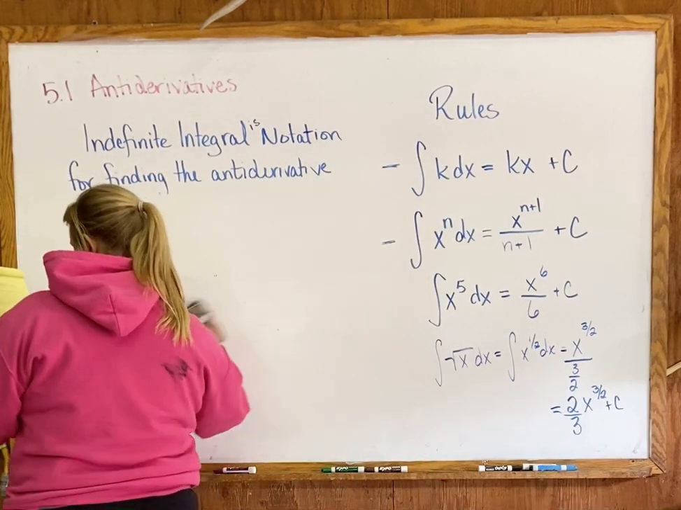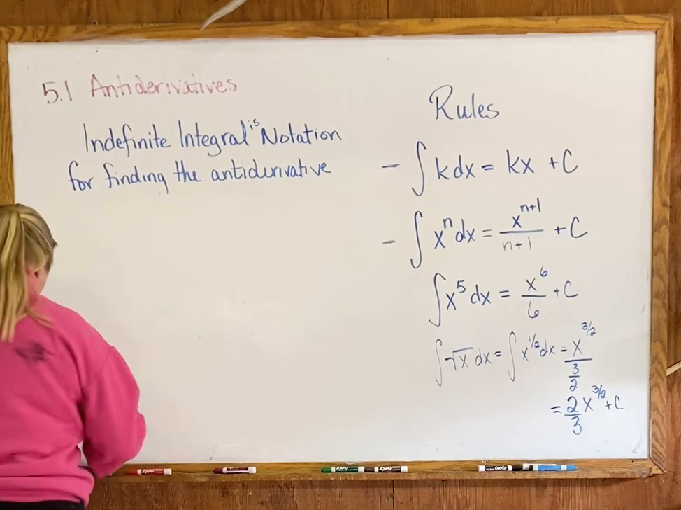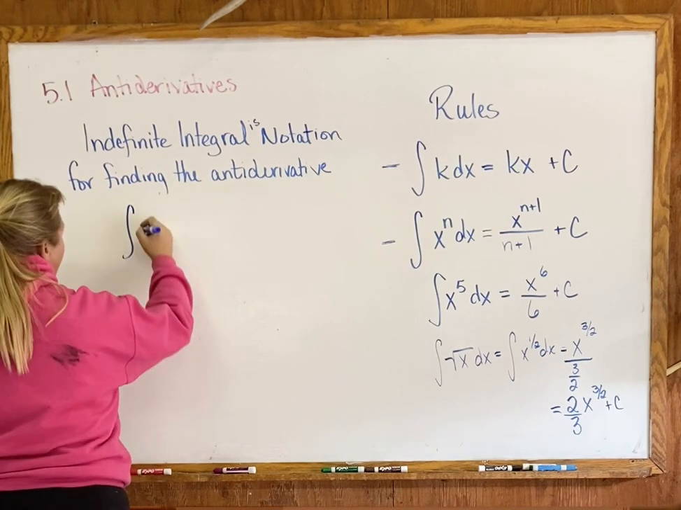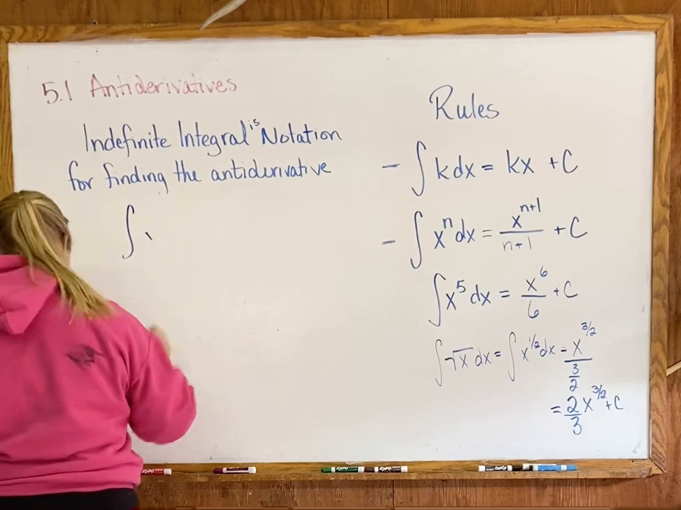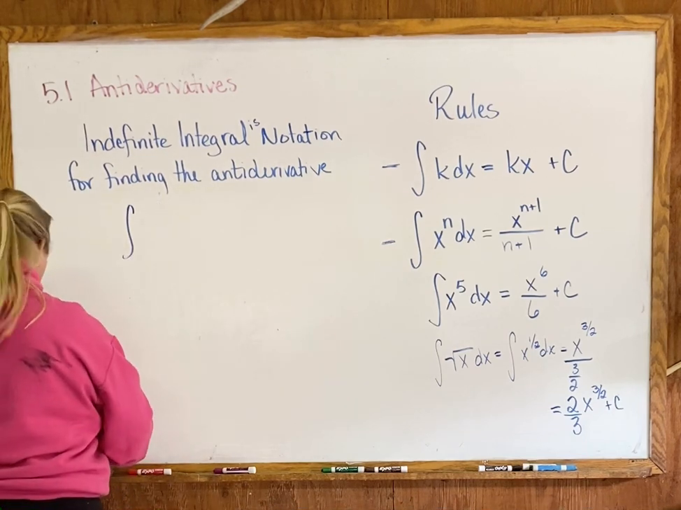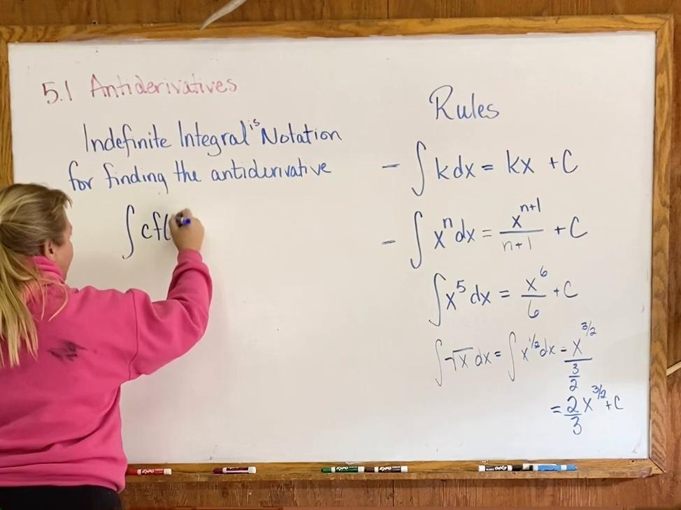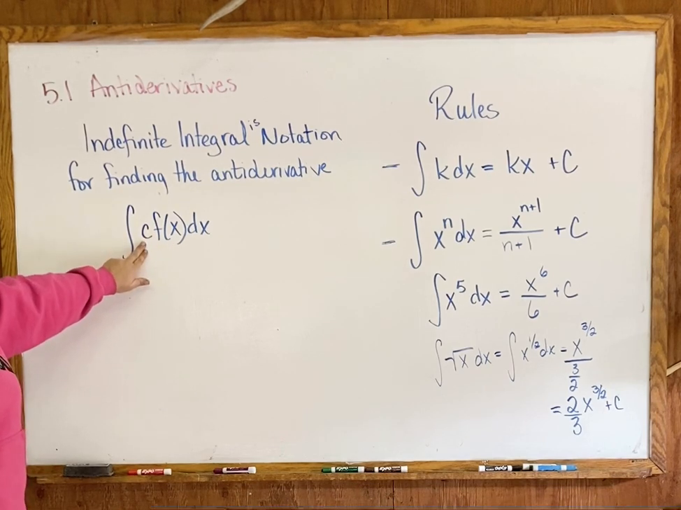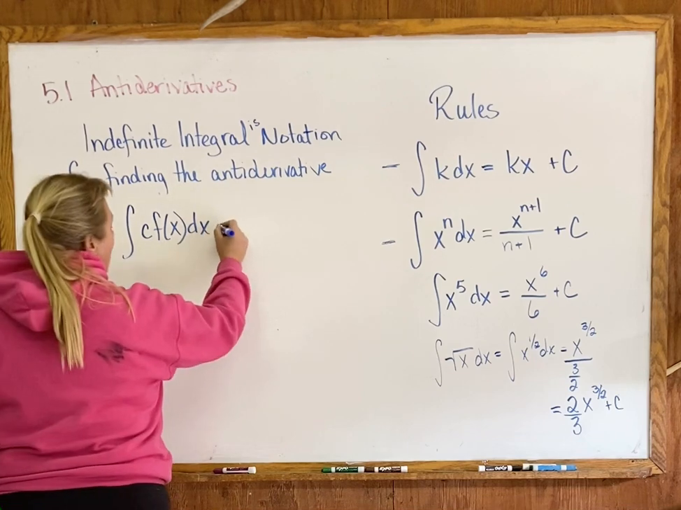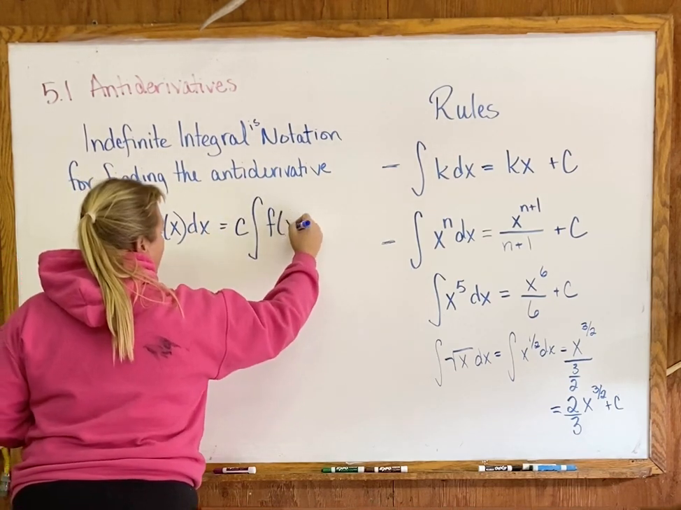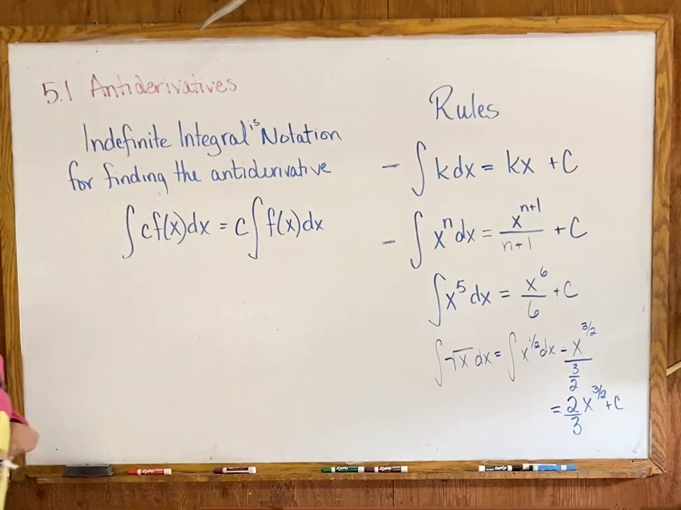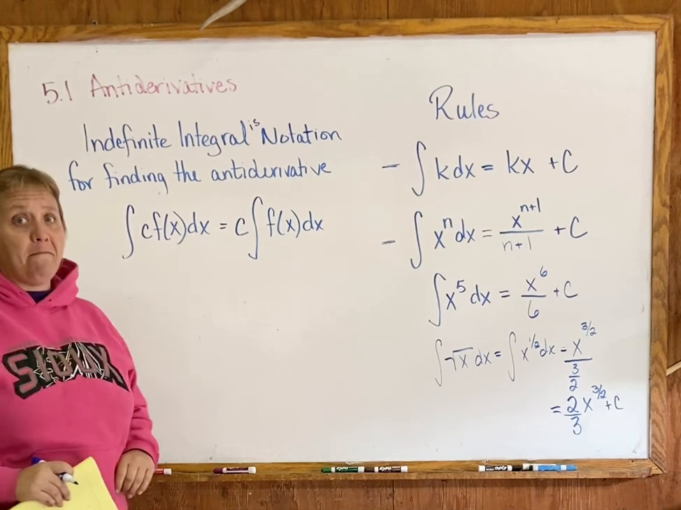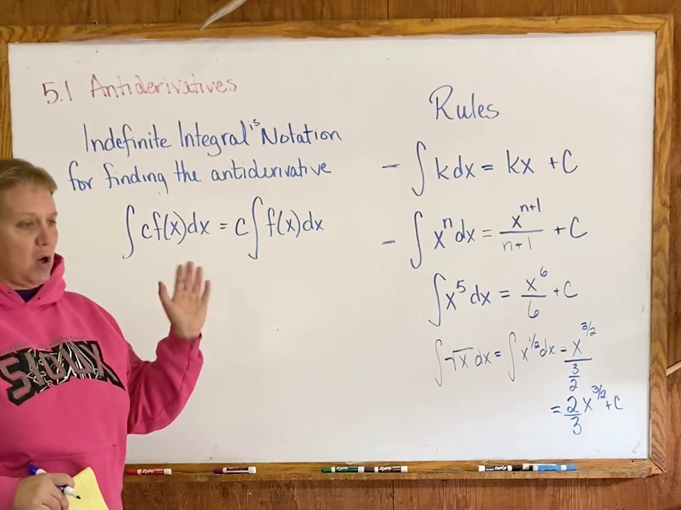Now, the next rule says if you have the antiderivative, the integral of c times f of x dx. Okay, so if you've got a function in here, whatever the function is, but it's multiplied by a constant, then that constant can come out front and you can just multiply it by the integral of f of x dx. Now this is nice, it's the same rule, derivative or antiderivative here. It just basically says that a constant always comes along for the ride, okay? Constant always comes along for the ride.